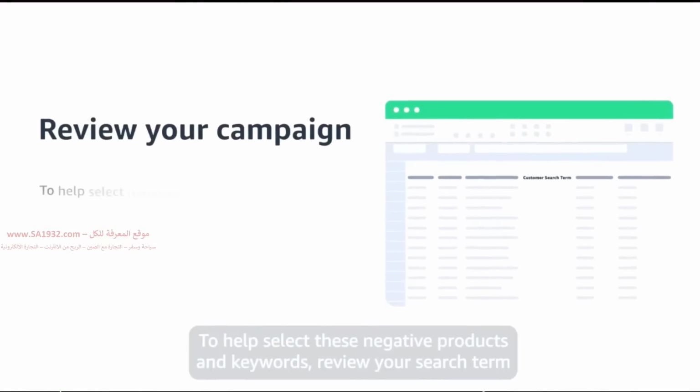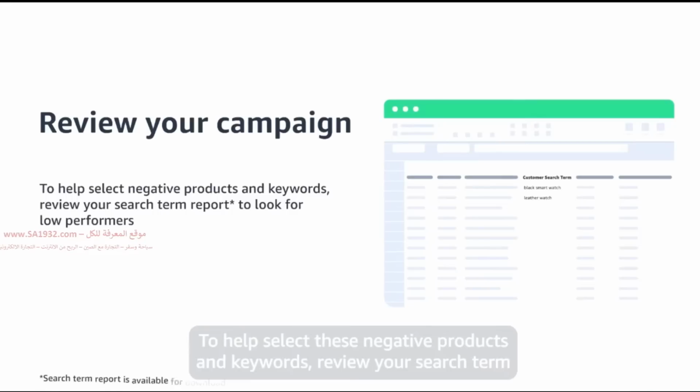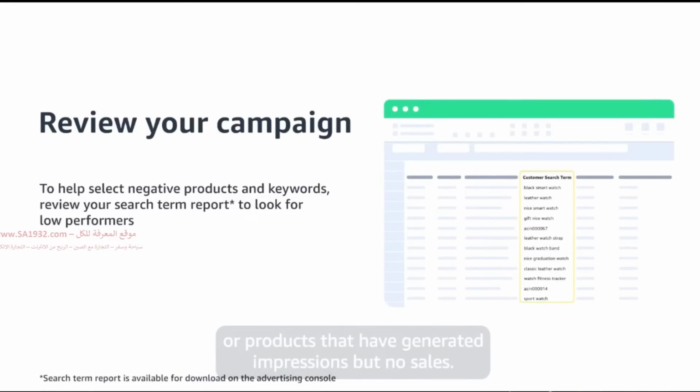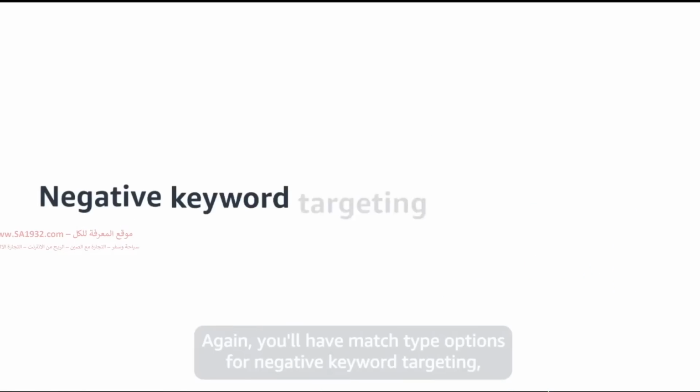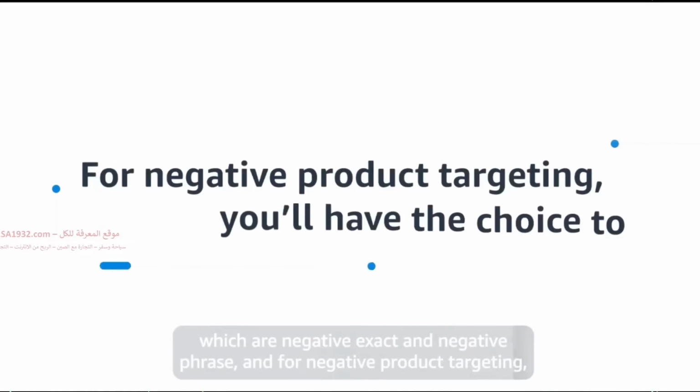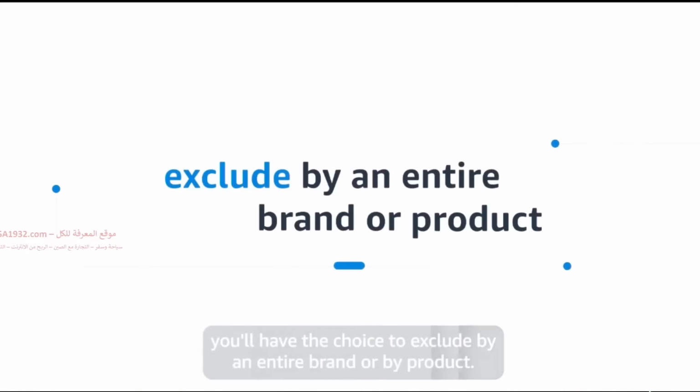To help select these negative products and keywords, review your search term report to look for these low performers, such as keywords or products that have generated impressions but no sales. Again, you'll have match type options for negative keyword targeting, which are negative exact and negative phrase, and for negative product targeting, you'll have the choice to exclude by an entire brand or by product.